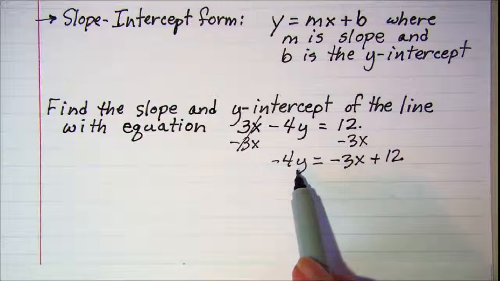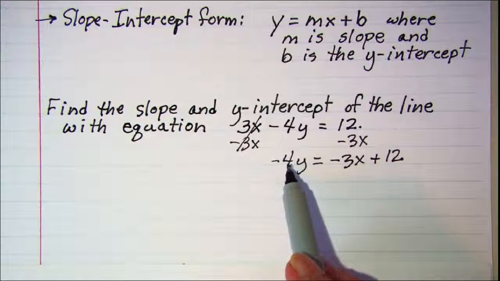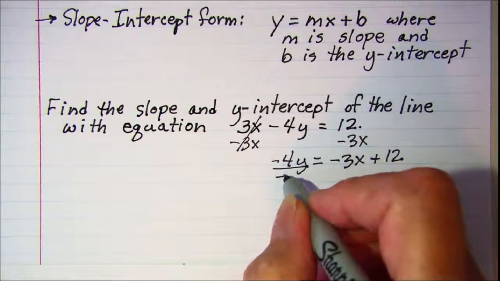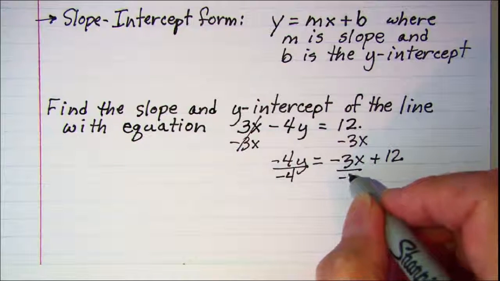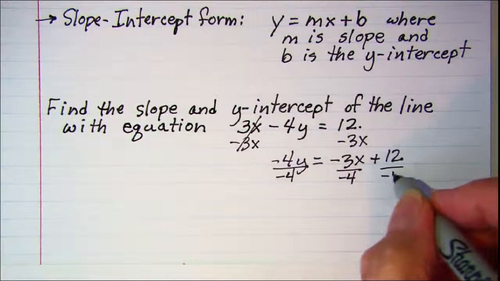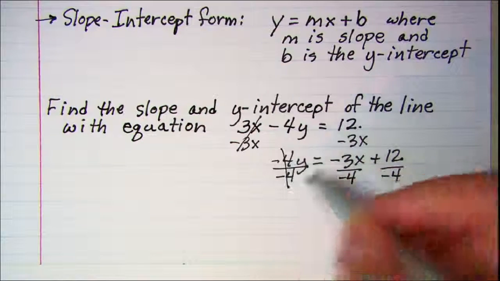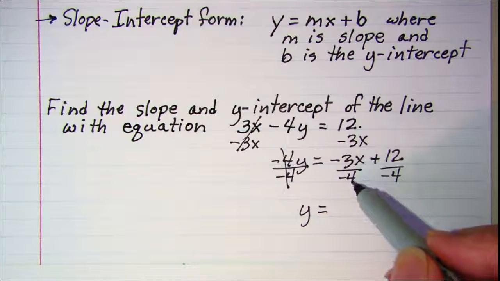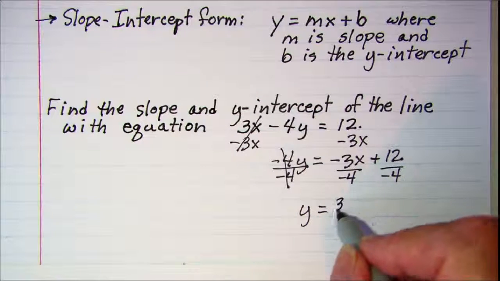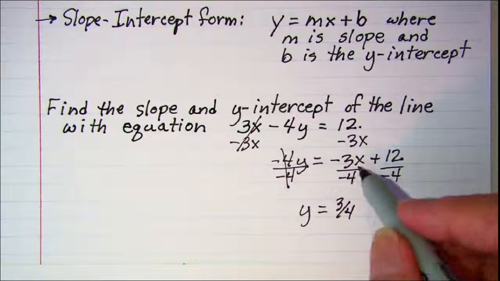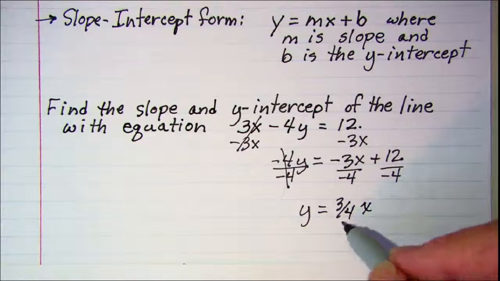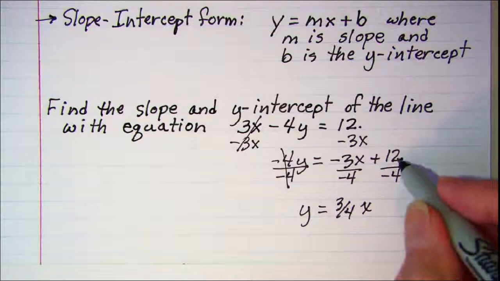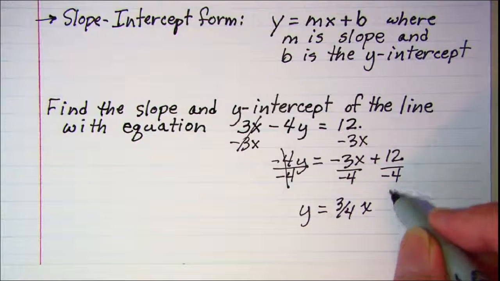Now I need the y by itself. Since negative 4 is multiplied by y, to get rid of the negative 4, I need to divide both sides by negative 4, which means I'll divide every term by negative 4. These will cancel, and I have y is equal to negative 3 divided by negative 4 is 3/4, and I'm going to separate that coefficient away from the variable so that I can use just this m value. And then 12 divided by negative 4 is negative 3.